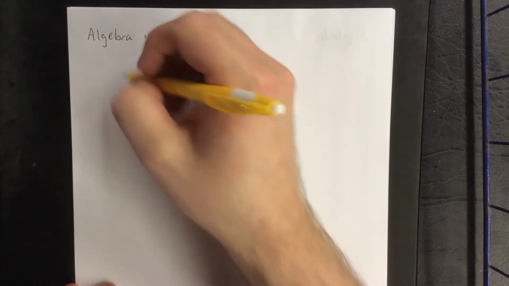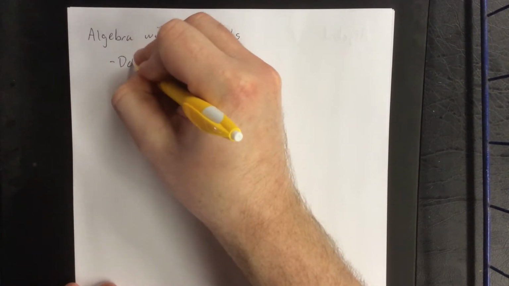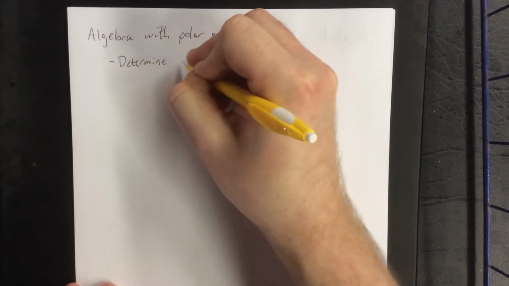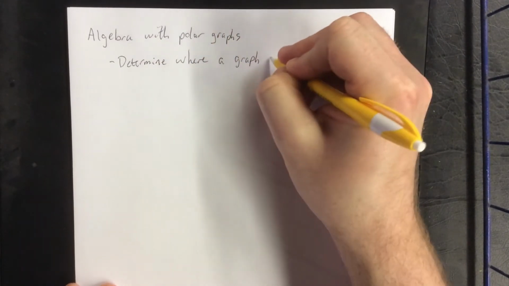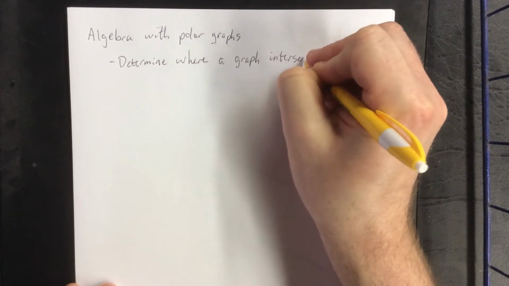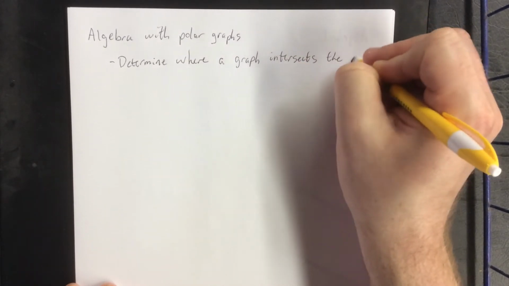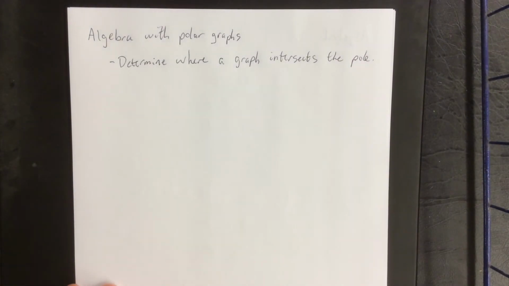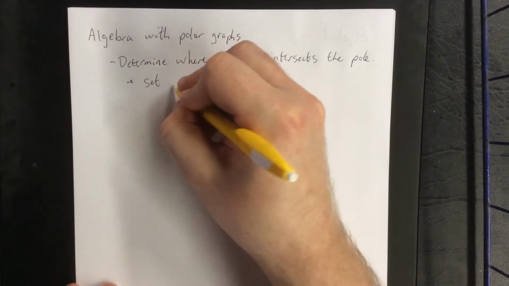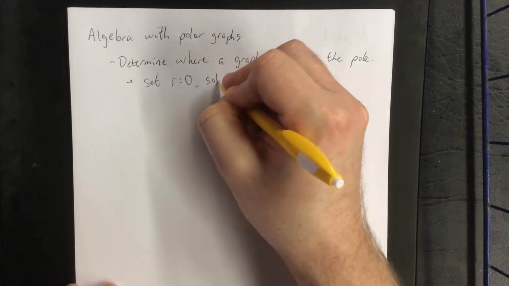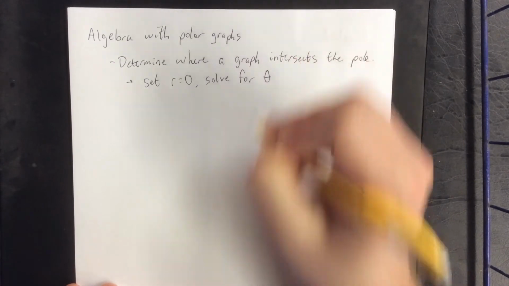So on the subject of graphing polar curves, I wanted to talk about some of the algebra that is associated with polar graphs. Some common phrases that we'll see are something like: determine where a graph intersects the pole. Now, if we say determine where a graph intersects the pole, what we're saying is set r equal to 0 and solve for your other variable, in this case, theta.